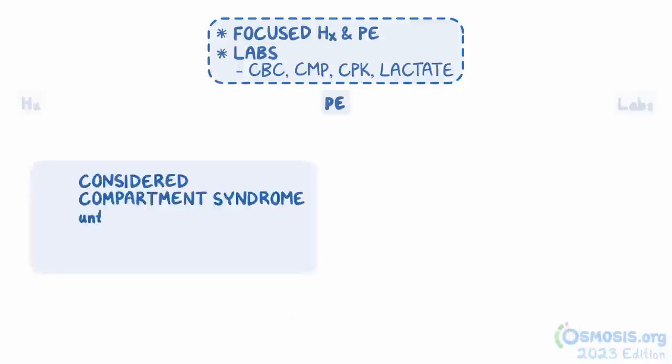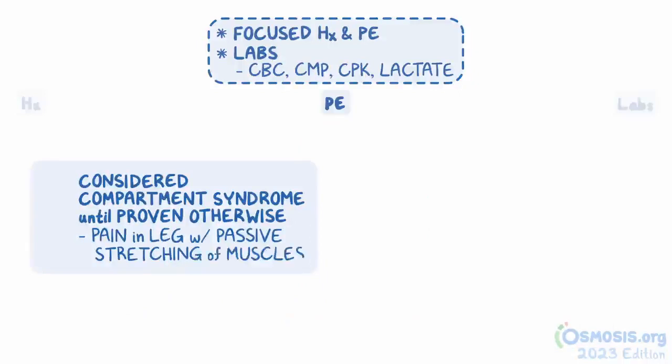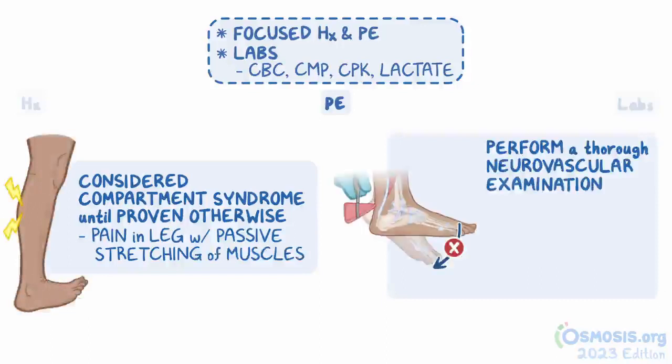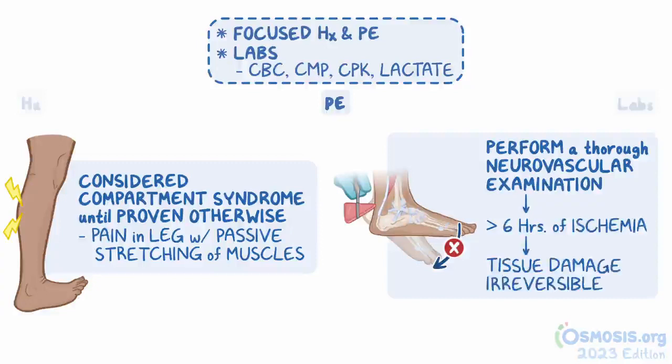Additionally, a key sign that's considered compartment syndrome until proven otherwise is pain in the leg with passive stretching of the muscles, such as pain in the leg with passive dorsiflexion of the foot. It is important to always perform a thorough neurovascular examination of the affected extremity because after more than 6 hours of ischemia, tissue damage can become irreversible.